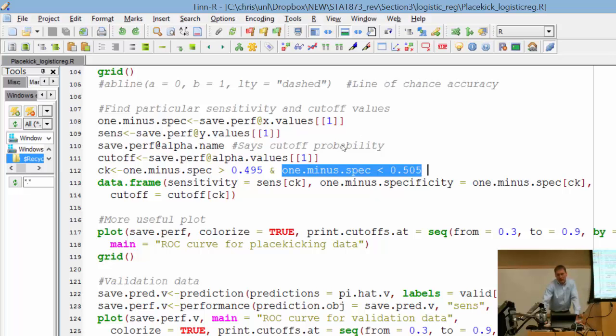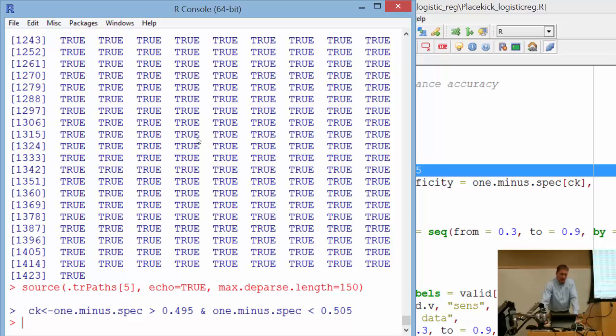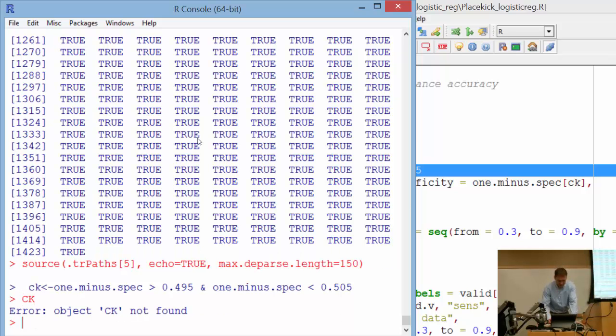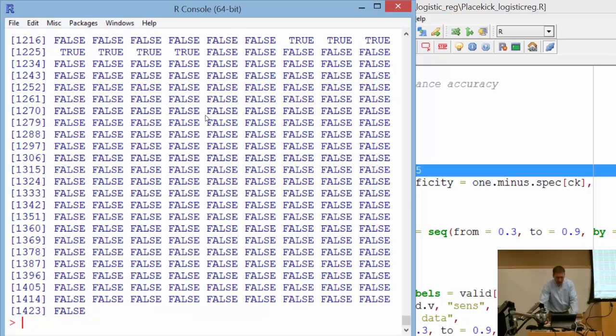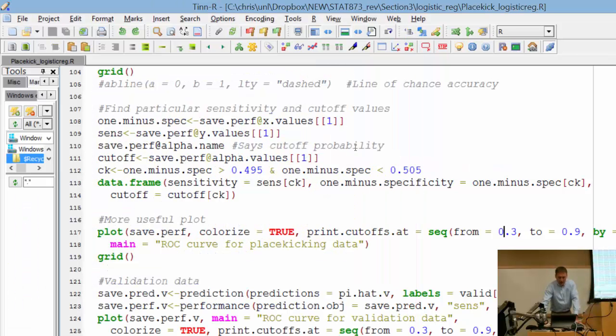I look at the same thing for 0.505, but now less than that. And then I want to combine those, so I'm looking at essentially a range that will be right around 0.5. To combine the two, I simply use an ampersand. That means and in R. When I execute that code and put it in an object called ck for check, you can see that we only get a few trues. These are the corresponding elements of my sensitivities, my specificities, and my cutoff probabilities that correspond to the specificities I'm actually interested in.